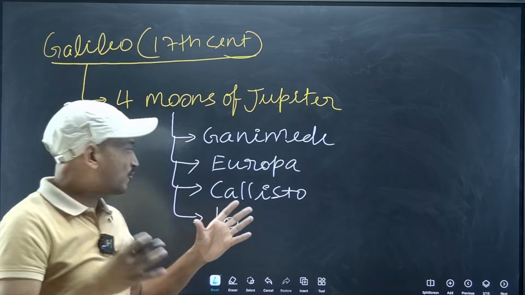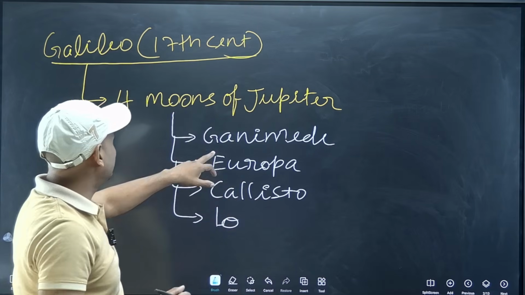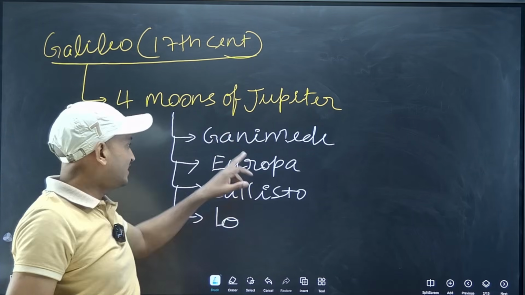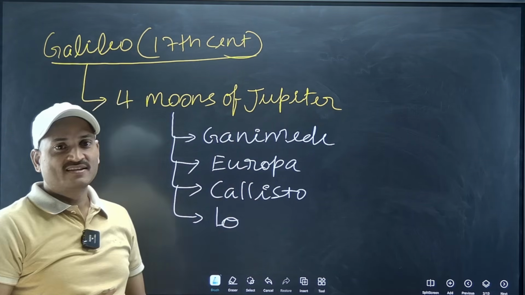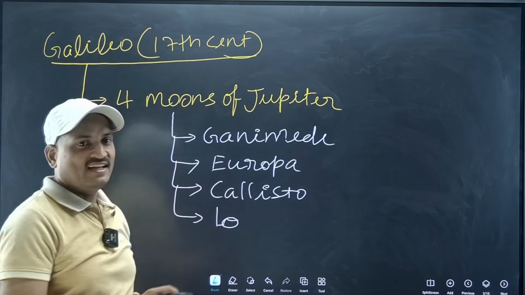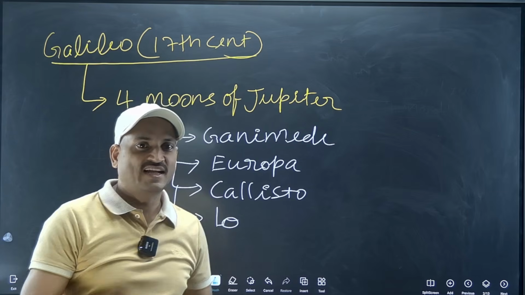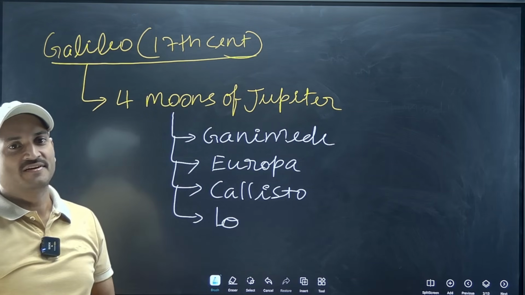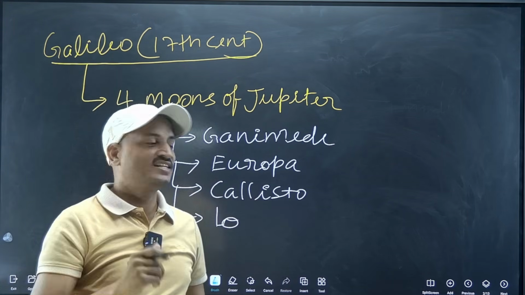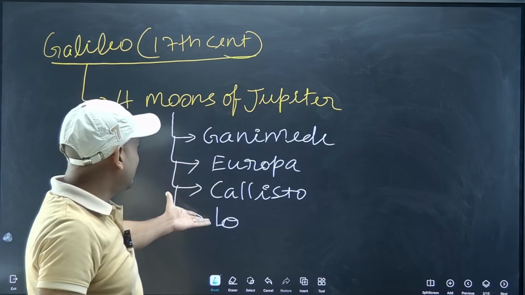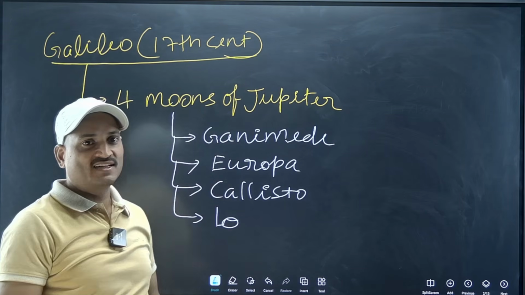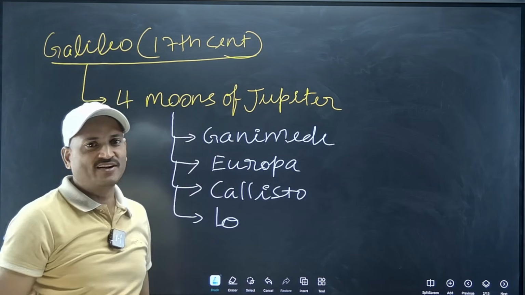And since these are the moons of Jupiter, they were revolving around Jupiter. So he said that everything, as earlier we were saying in the geocentric model, that every object in the universe is revolving around the Earth, this is not true, because here there are 4 moons of Jupiter, and they are revolving around Jupiter and not the Earth.